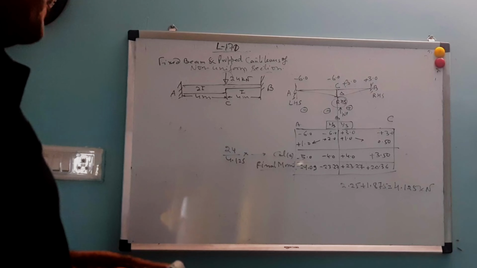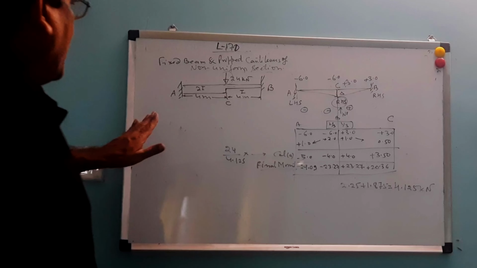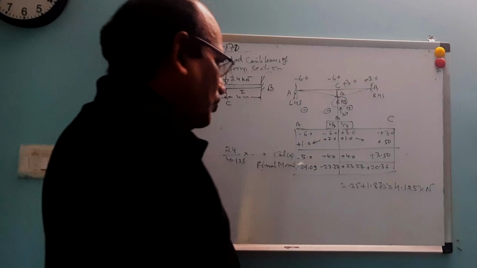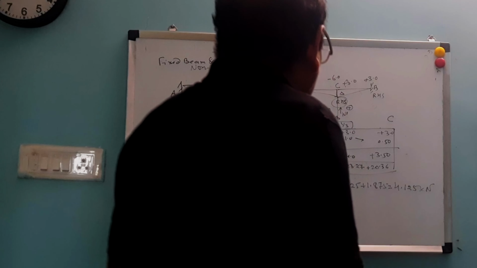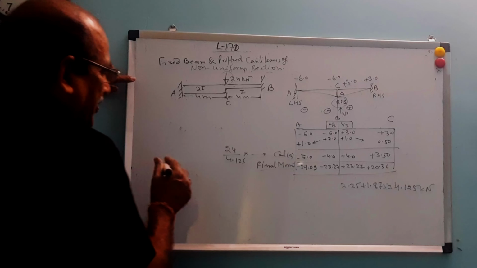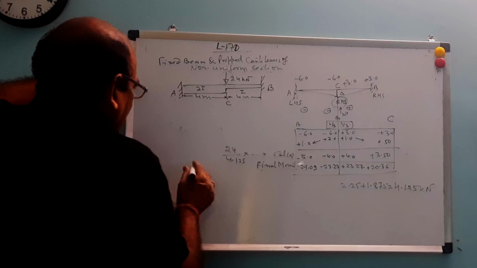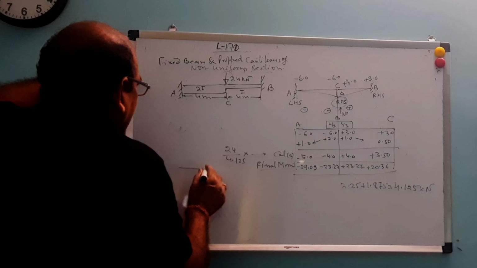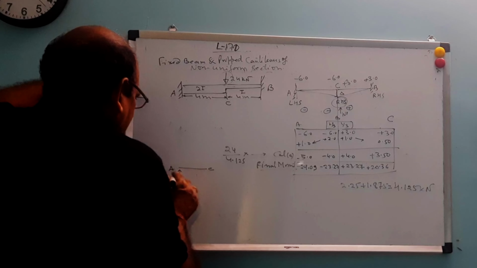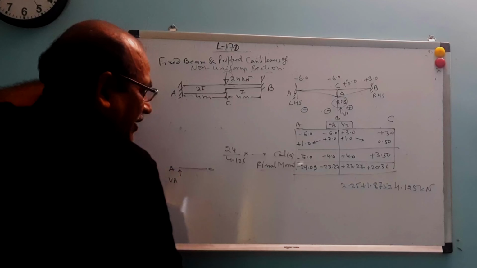What will we do next? We'll try to find out the final reactions. So as we have done previously, we'll go for this thing. We are taking A to C. This is A, this is C. This is your reaction VA, right?